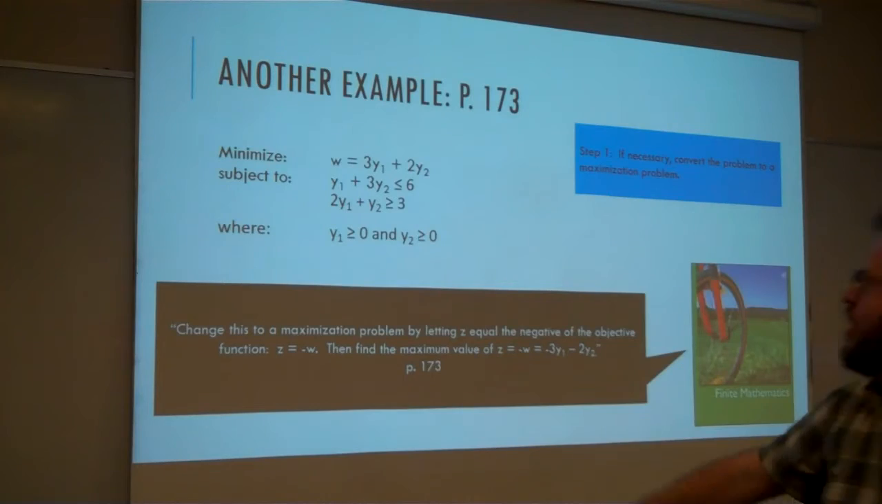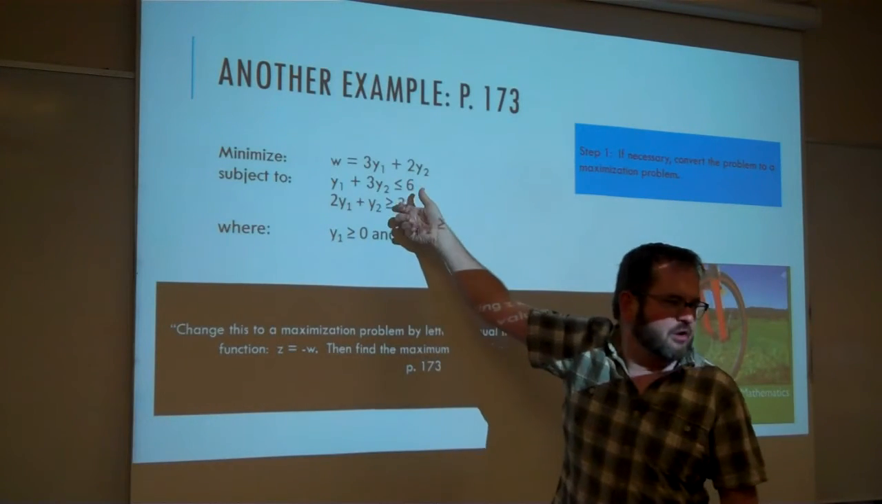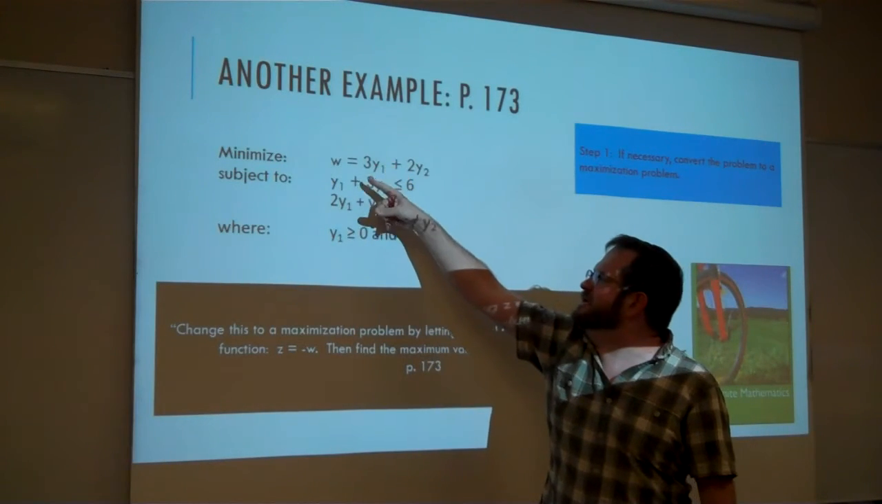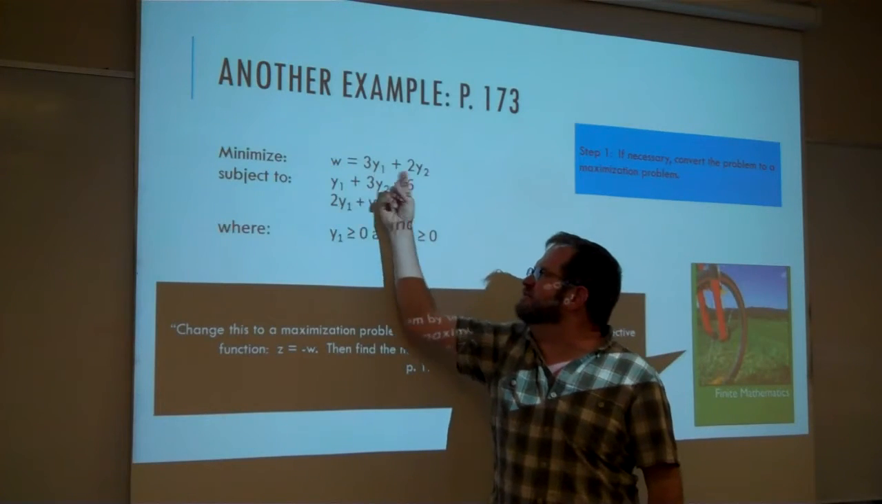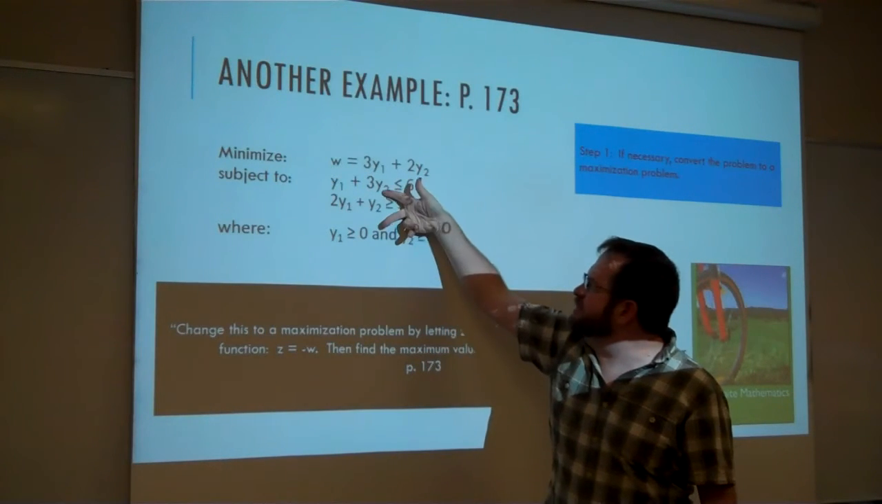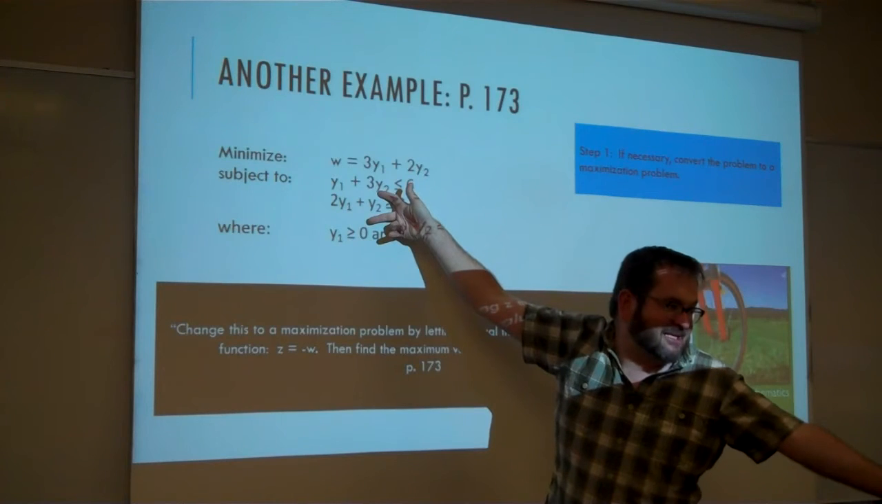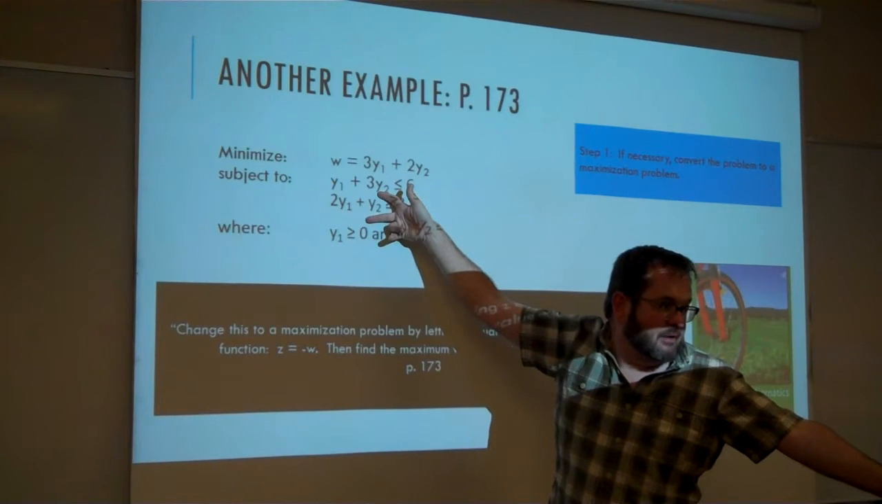Because back then, all these inequalities were the other way around. Even if we had just taken that Z equals negative W, we still would have had the problem that these were all greater thans. It still wouldn't have been a maximization problem, right?